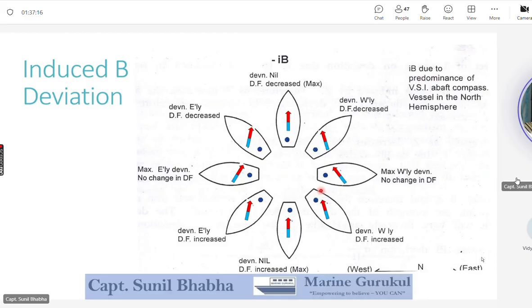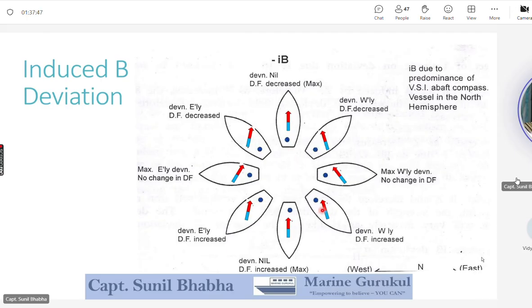Any pole generates maximum deviation when it is at right angles to the field of the Earth. So when it is at right angles to the Earth's magnetic field, it will generate maximum deviation. And when it is aligned with the Earth's magnetic field, which is running north-south, that is, when a pole comes north or south of the compass needle, it does not generate any deviation at all.